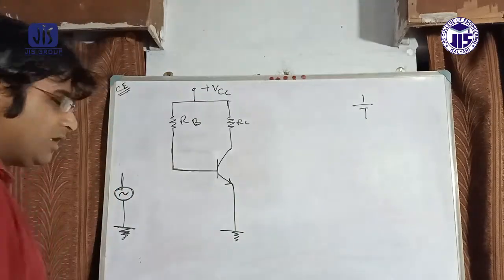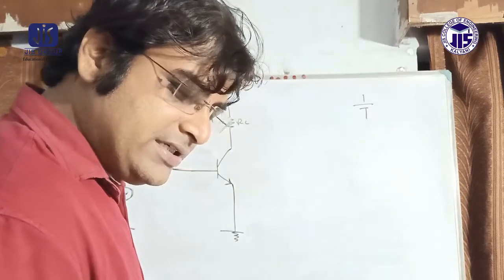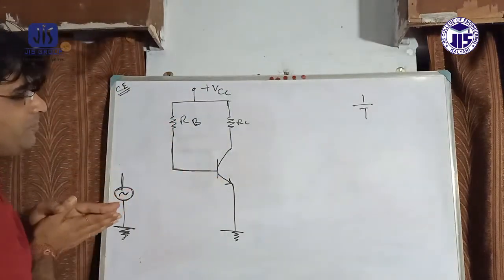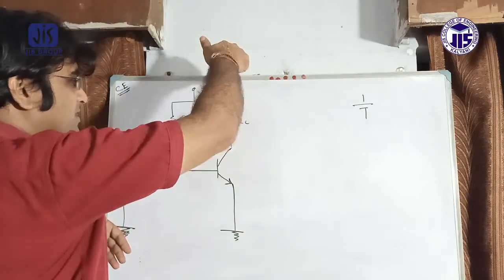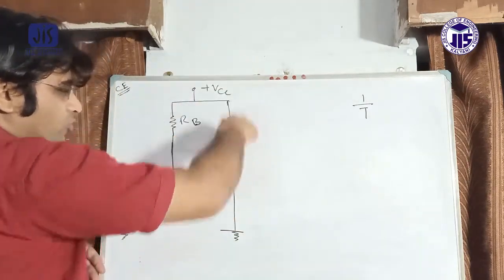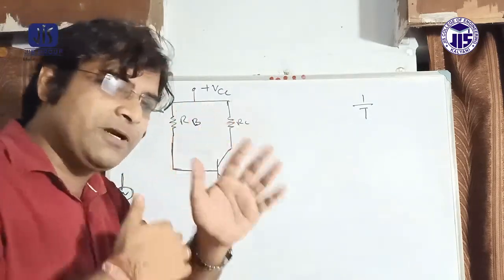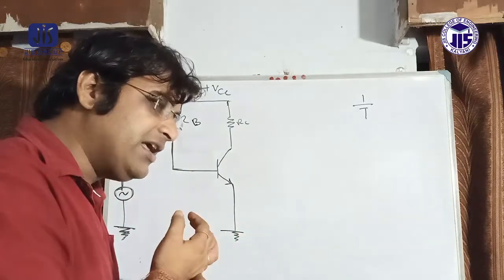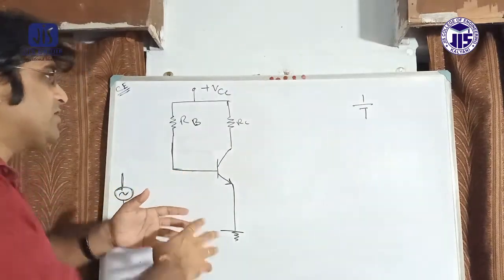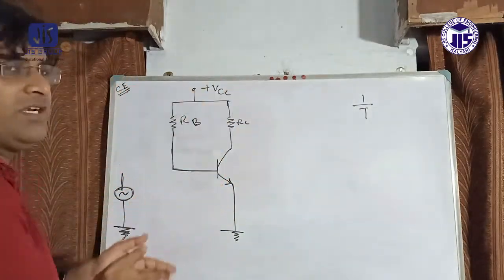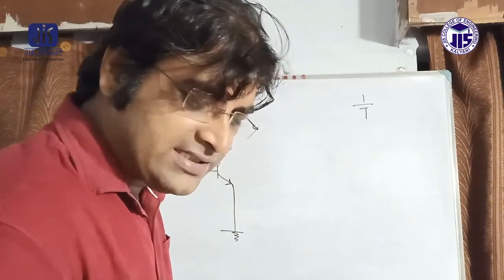Suppose I represent its current by a small ib, plus and minus, because this is an AC signal. So the question is that the AC signal should only go this side. Try to understand which component is able to block DC and pass the AC. Yes, it is possible.